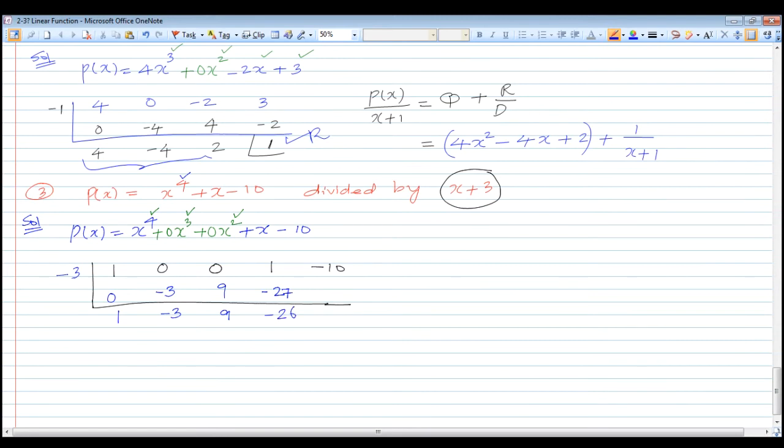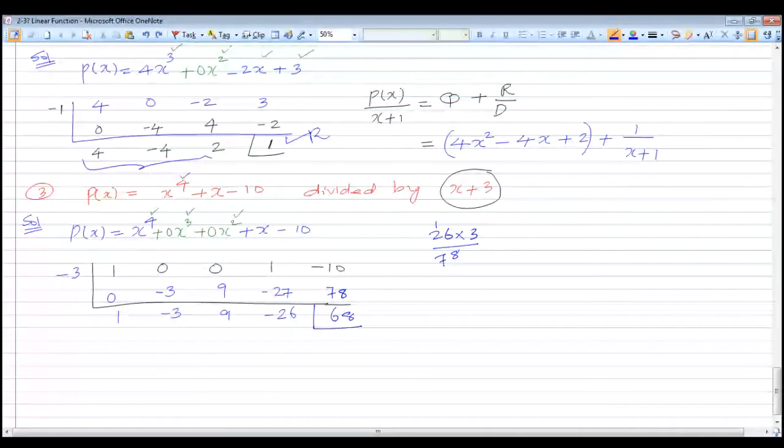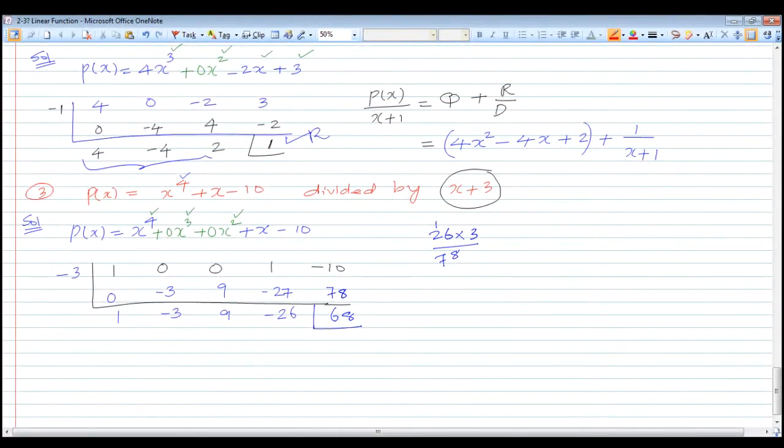26. Here minus into minus plus 26 into 3. You will get 26. I write it here, 26 into 3. How much? 78, with the positive value, right? Now if you add, what happened? It becomes plus 68. So this is my quotient.